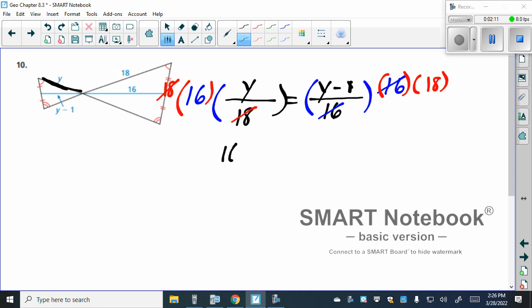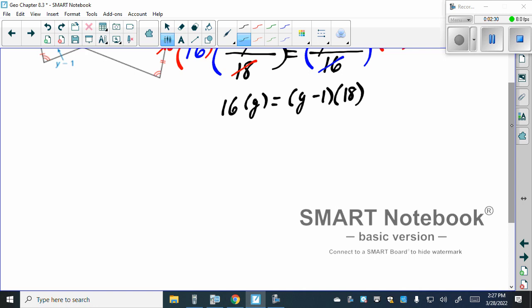and we can cross multiply, and that's essentially the same thing. What that leaves us with is 16 times y is equal to y minus 1 times 18. So the main trick for this, after getting it set up, is really multiplying both sides by the two denominators.